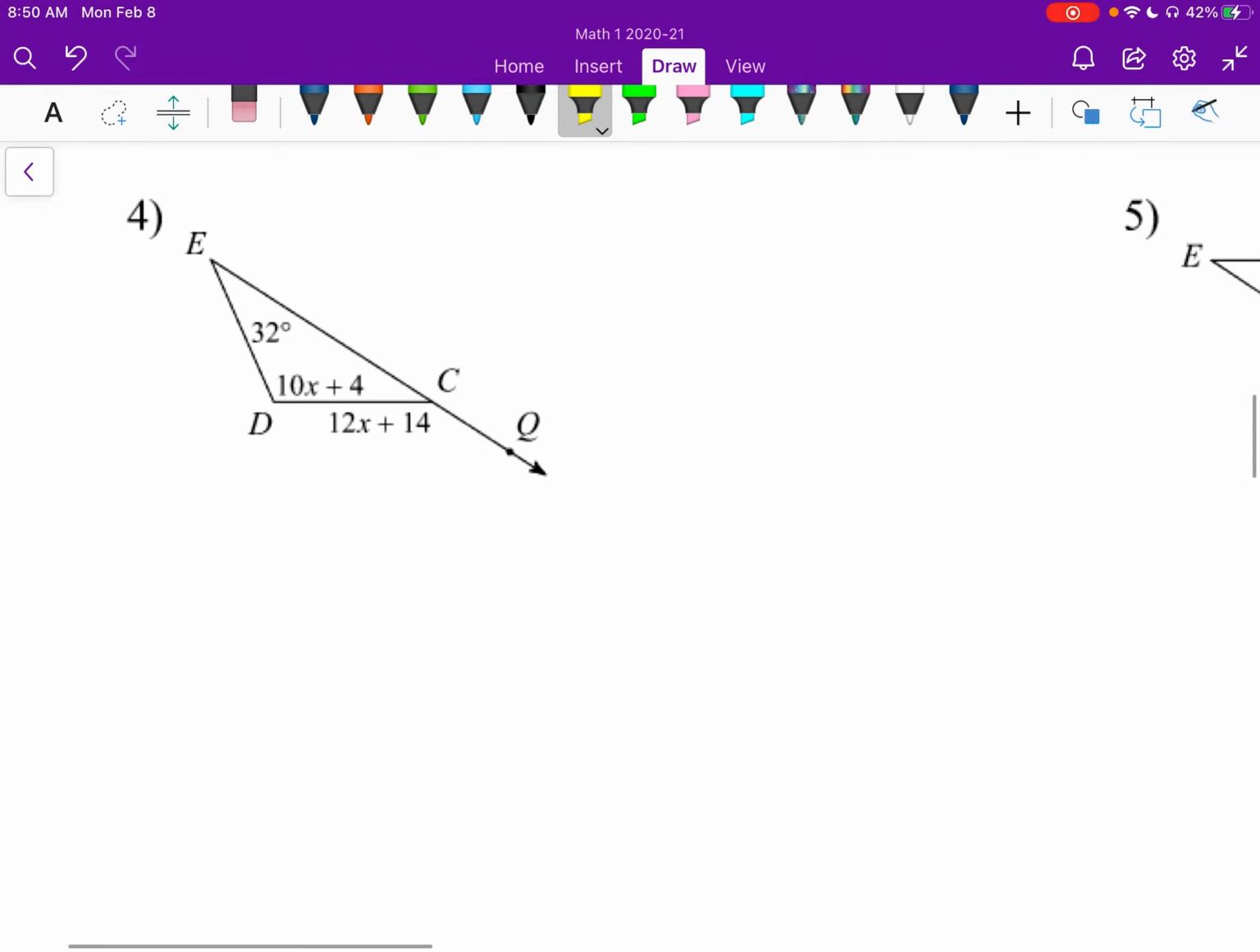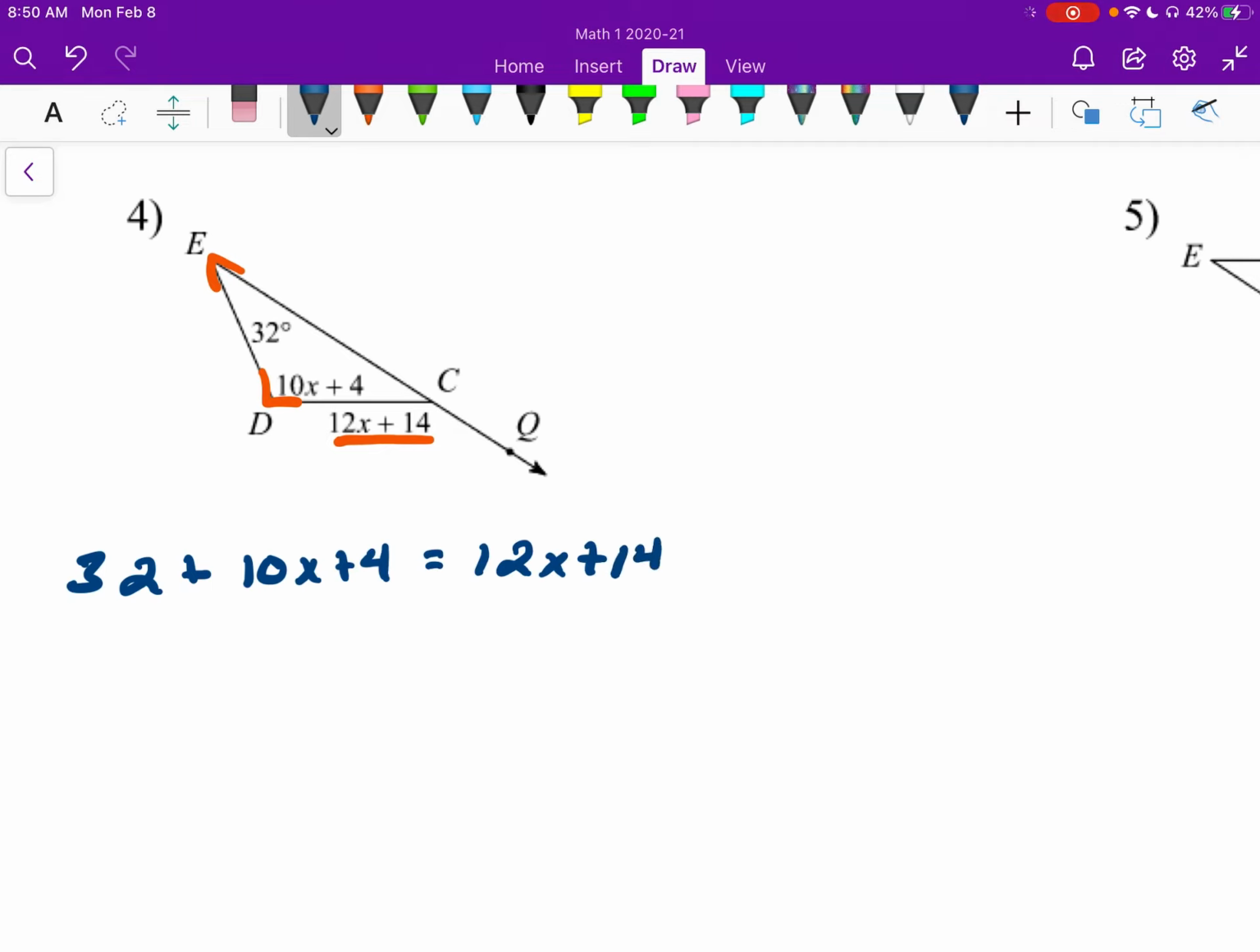Let's move on and check number 4. So here's our exterior piece, and then here's our interior and our other interior. So I'll say 32 plus 10x plus 4 is 12x plus 14. I'll combine like terms on the left, and I get, well, 10x plus 26 is 12x plus 14. I'll subtract my 10x, so that gives me a 2x over here.